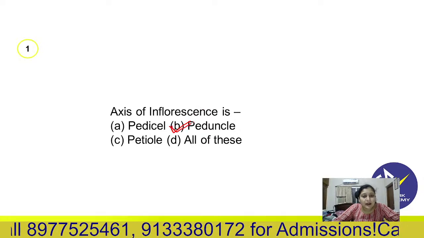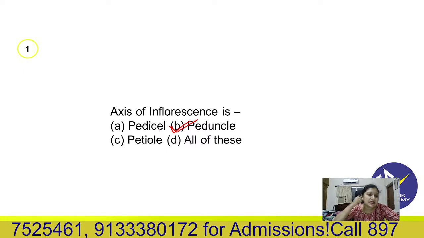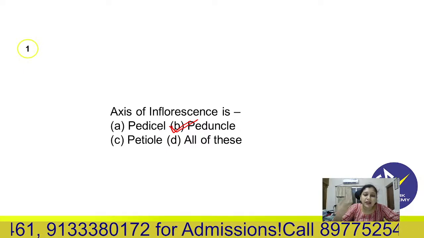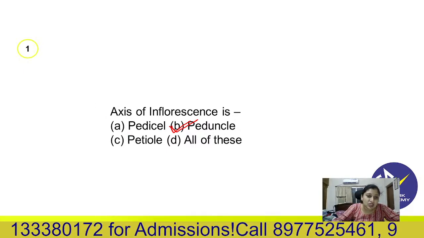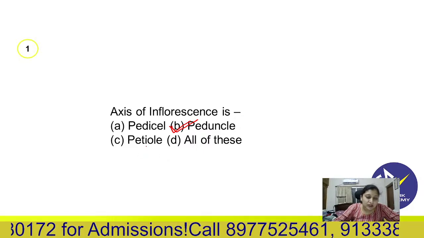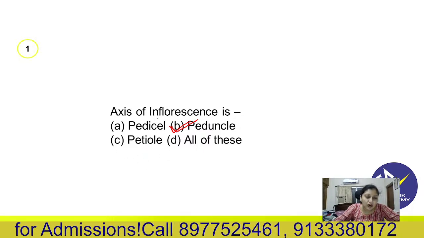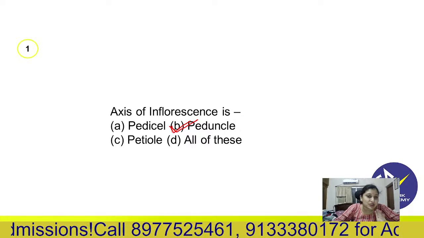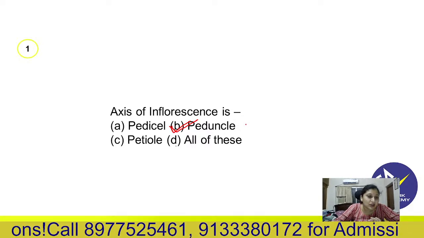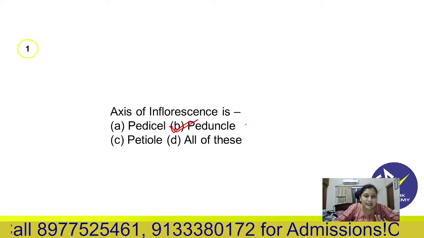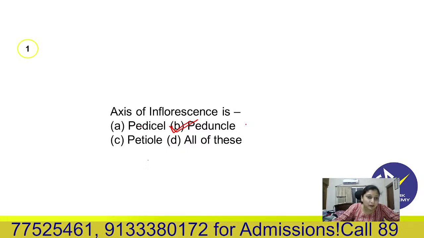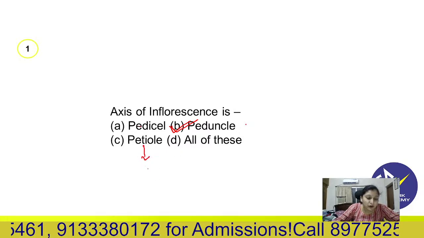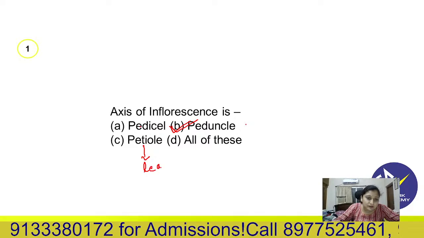It is called peduncle, not pedicel. Pedicel is the axis of a single flower. Petiole is the axis of a leaf. See, these three are all like a common property which I have explained to you. This is the private property of a flower, and this is the private property for a leaf.